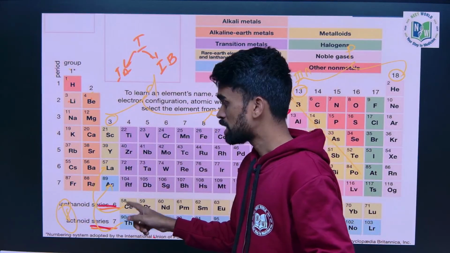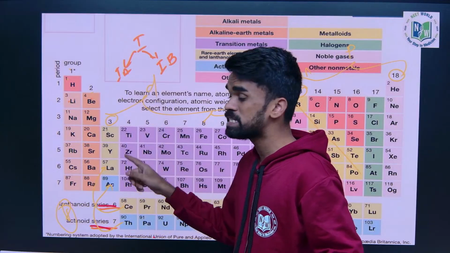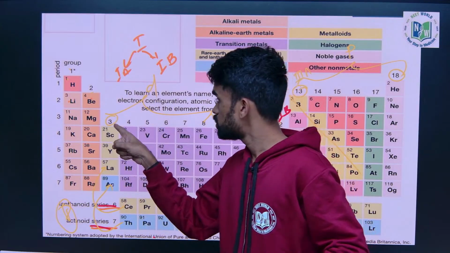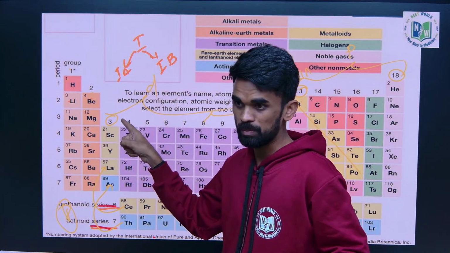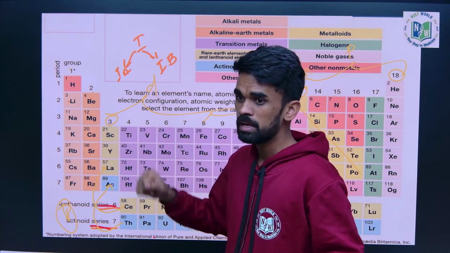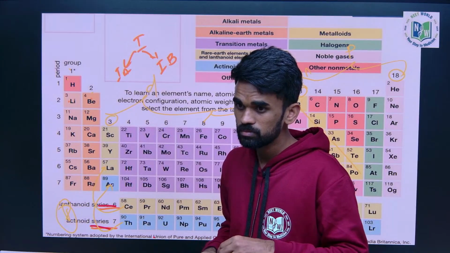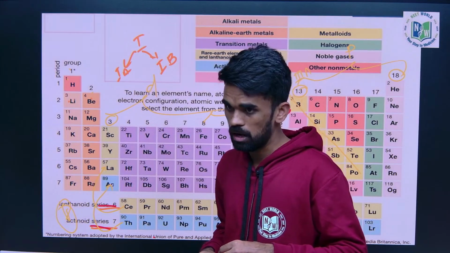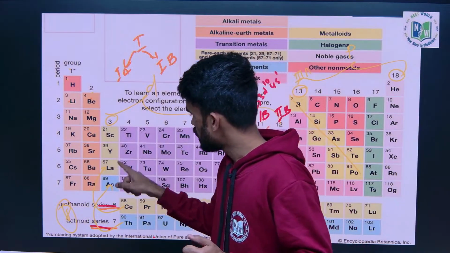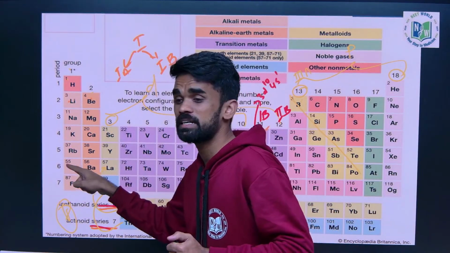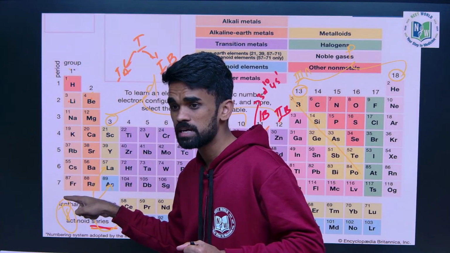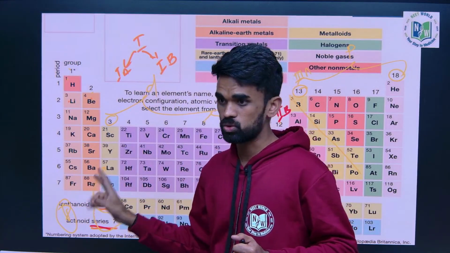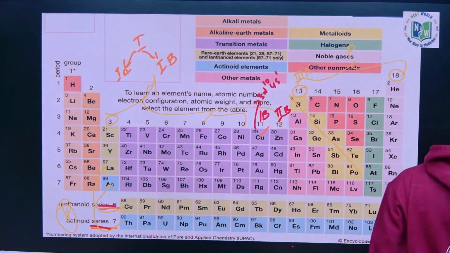So lanthanides belong to which group? 3rd group or 3B group. Remember 3B or 3. Are lanthanides and actinoids radioactive? Not all. Next, what period do they belong to? 6th period lanthanides, 7th period actinides. Remember these 2 things.